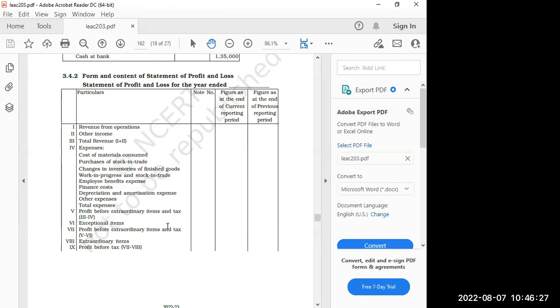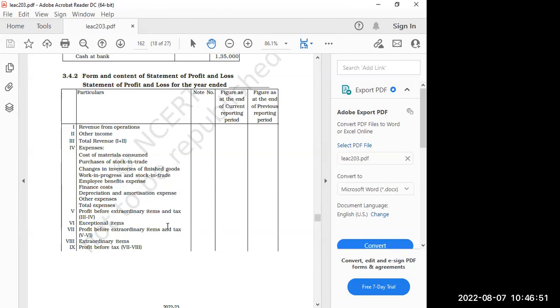So change in inventory in this format refers to the change in opening and closing of finished goods, work in progress, and stock in trade. Don't confuse the words finished goods and stock in trade. Stock in trade here refers to the goods you are buying as it is and selling as it is. That's called stock in trade. Finished goods means you are making it.